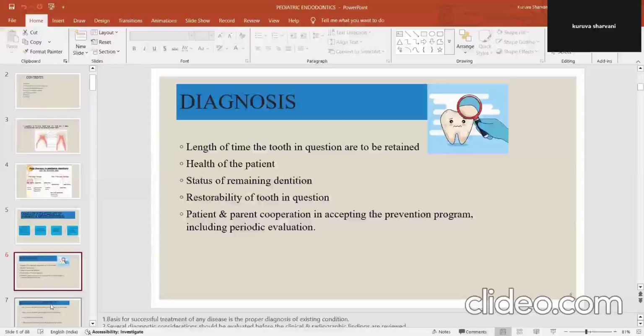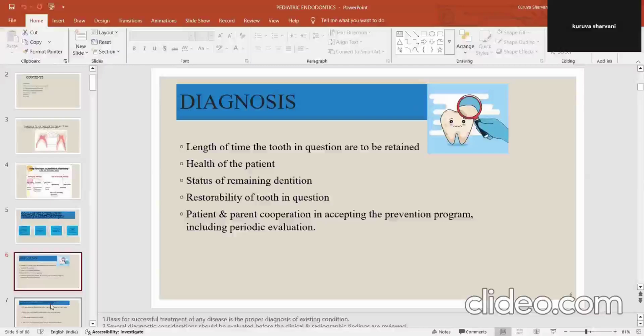Otherwise, if the child is 3.5 years old and has severe decay of primary incisors, then we are going to do the pulp therapy. There is a lot of difference here. The length of time the tooth is to be retained in the oral cavity is also the main key role in the diagnosis and treatment plan. Second, the health of the patient, and resorption of the tooth also.